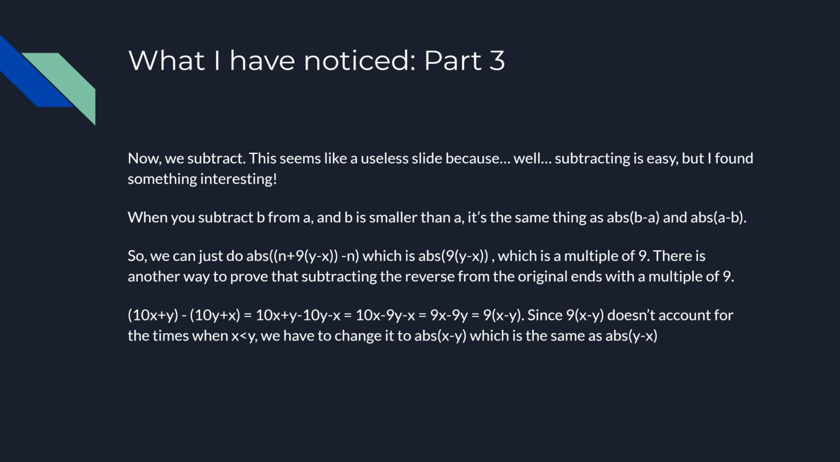Since 9 times x minus y doesn't account for the times when x is less than y, we have to change it to absolute of x minus y, which is the same thing as y minus x. What I mean by times when x is less than y is, like 36, 3 minus 6 is a negative number, but you can't have negative numbers as your output, because you subtract the smaller from the larger, so you just use the absolute function.